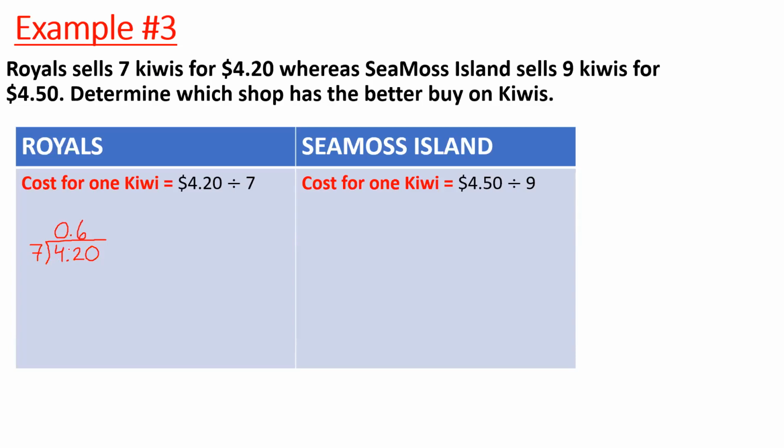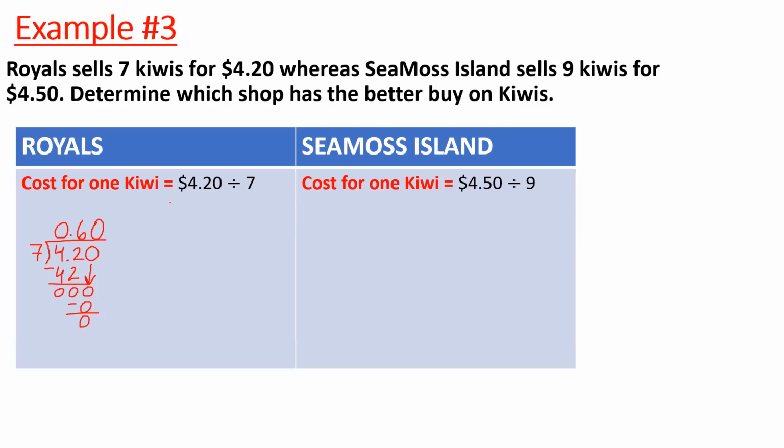So 6 times 7 is going to be what? 42. 42 minus 42 is going to be 0. We bring down the 0. How many times does 7 go into 0? It's going to be 0 times. So it's going to be 0. 0 minus 0 is definitely 0.